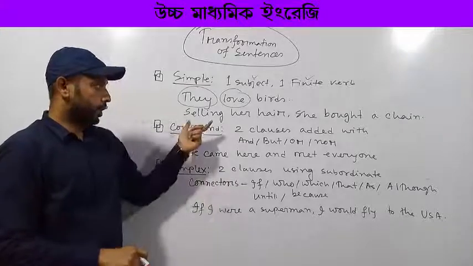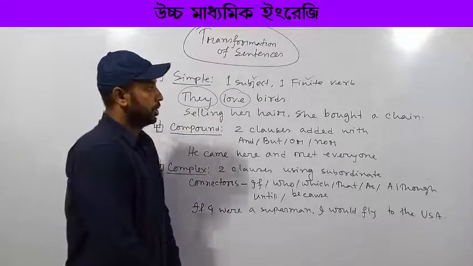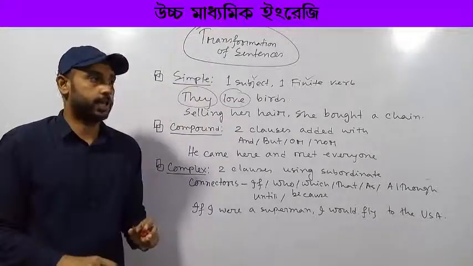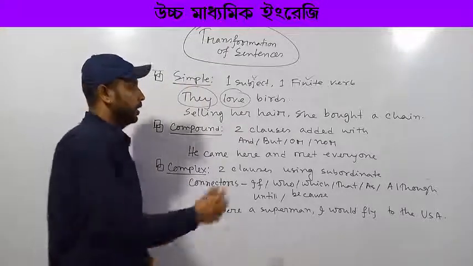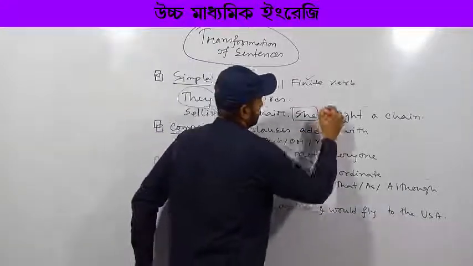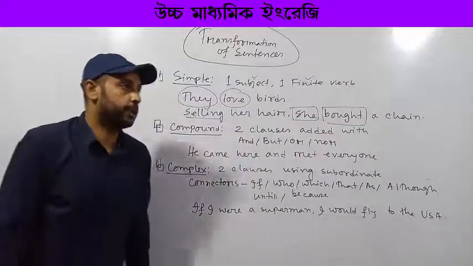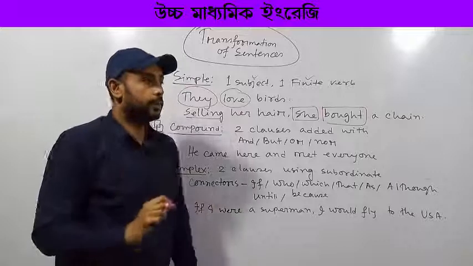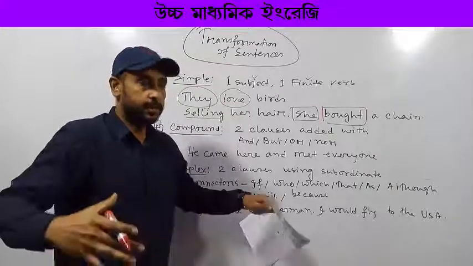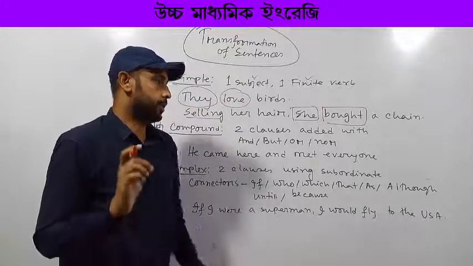And if we look at the second example, selling her hair, she bought a chain. Here, this is a long sentence, but this is actually a simple sentence because the main subject is she and the finite verb is bought. Here, selling is not the finite verb, so it maintains the conditions of a simple sentence. One subject, one finite verb. Got it? Sometimes sentences can be large in size, but they can be simple sentences.